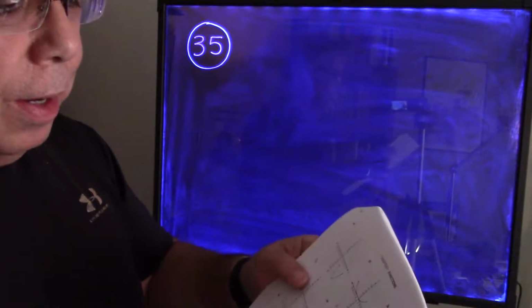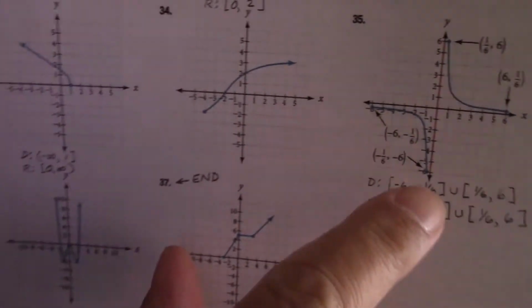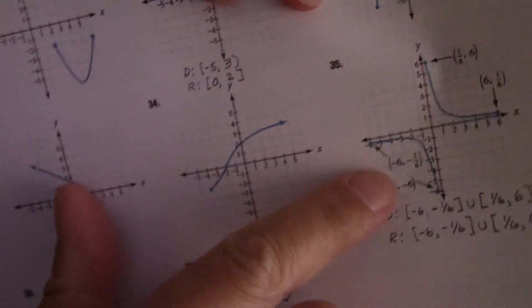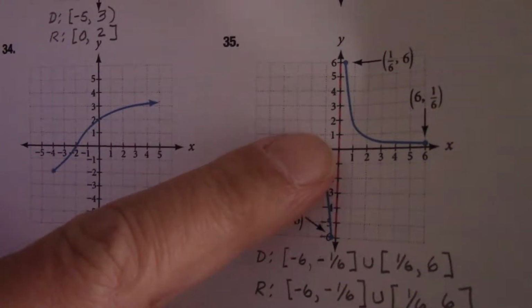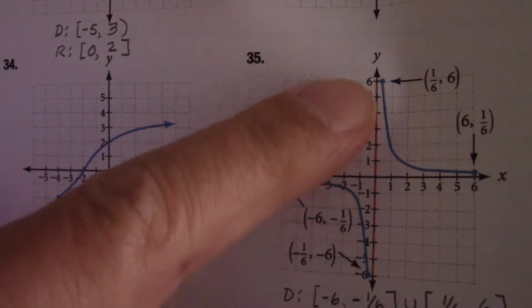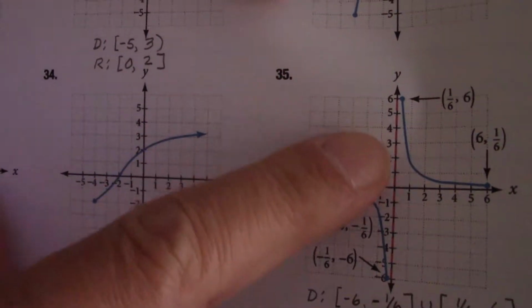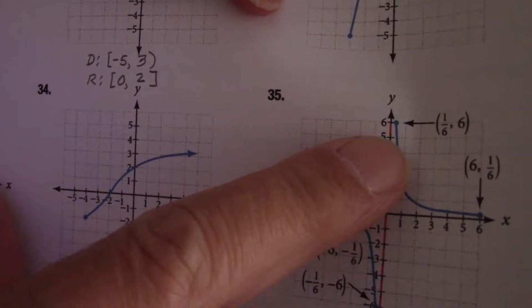And number 35. This one is probably a rational function. You've got a vertical asymptote here. You'll learn more about rational functions and their graphs later. But when x equals 0, as you can see, the function doesn't exist. Okay, so that's not going to be in the domain.